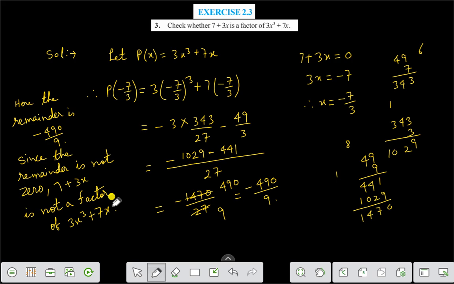Right? Let's again find by remainder theorem. Let p(x) equal to 3x cube plus 7x. Here 7 plus 3x equal to 0, therefore x equal to minus 7 by 3. We are putting p of minus 7 by 3 and we are getting minus 490 by 9. Here the remainder is minus 490 by 9. Since the remainder is not 0, 7 plus 3x is not a factor of 3x cube plus 7x.